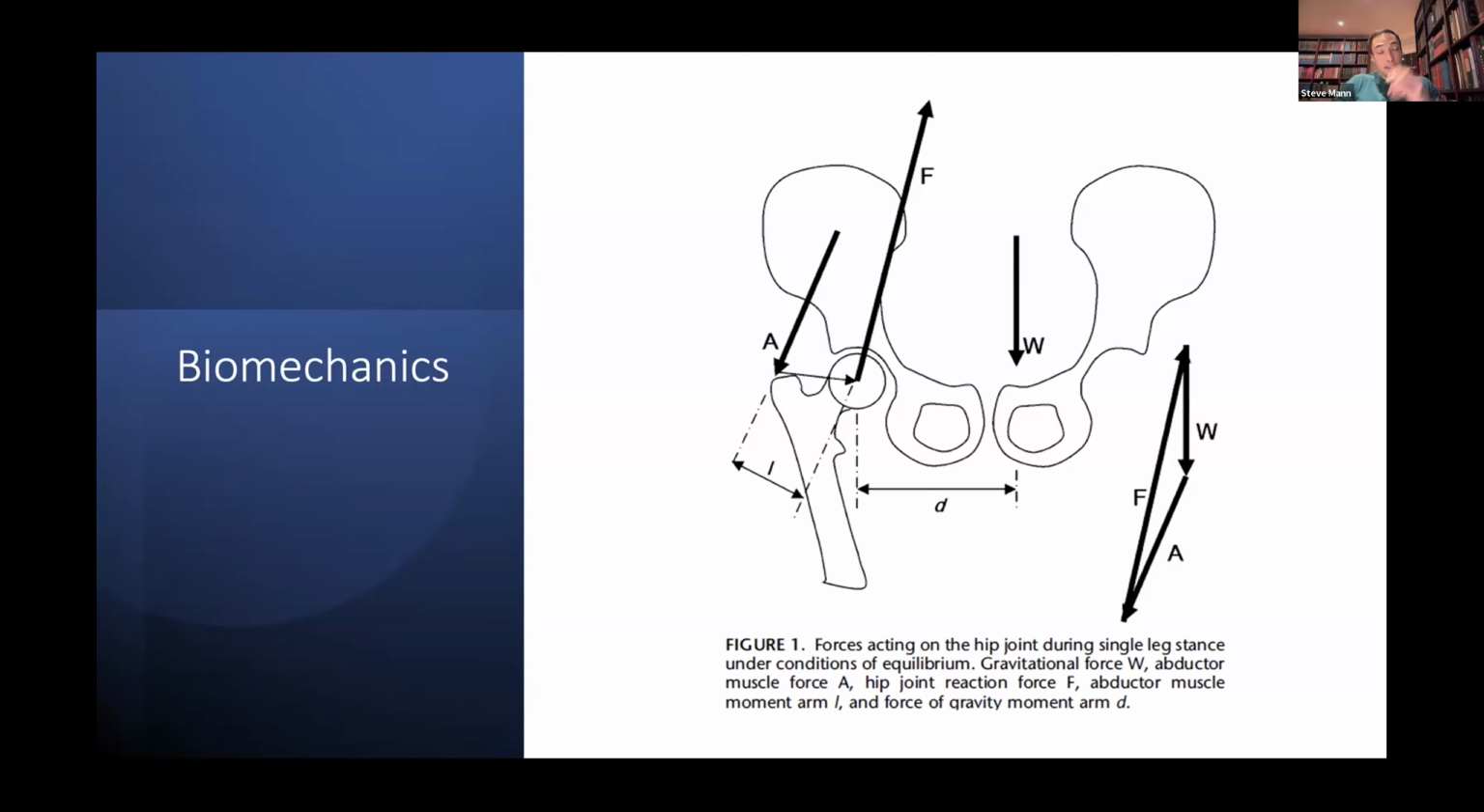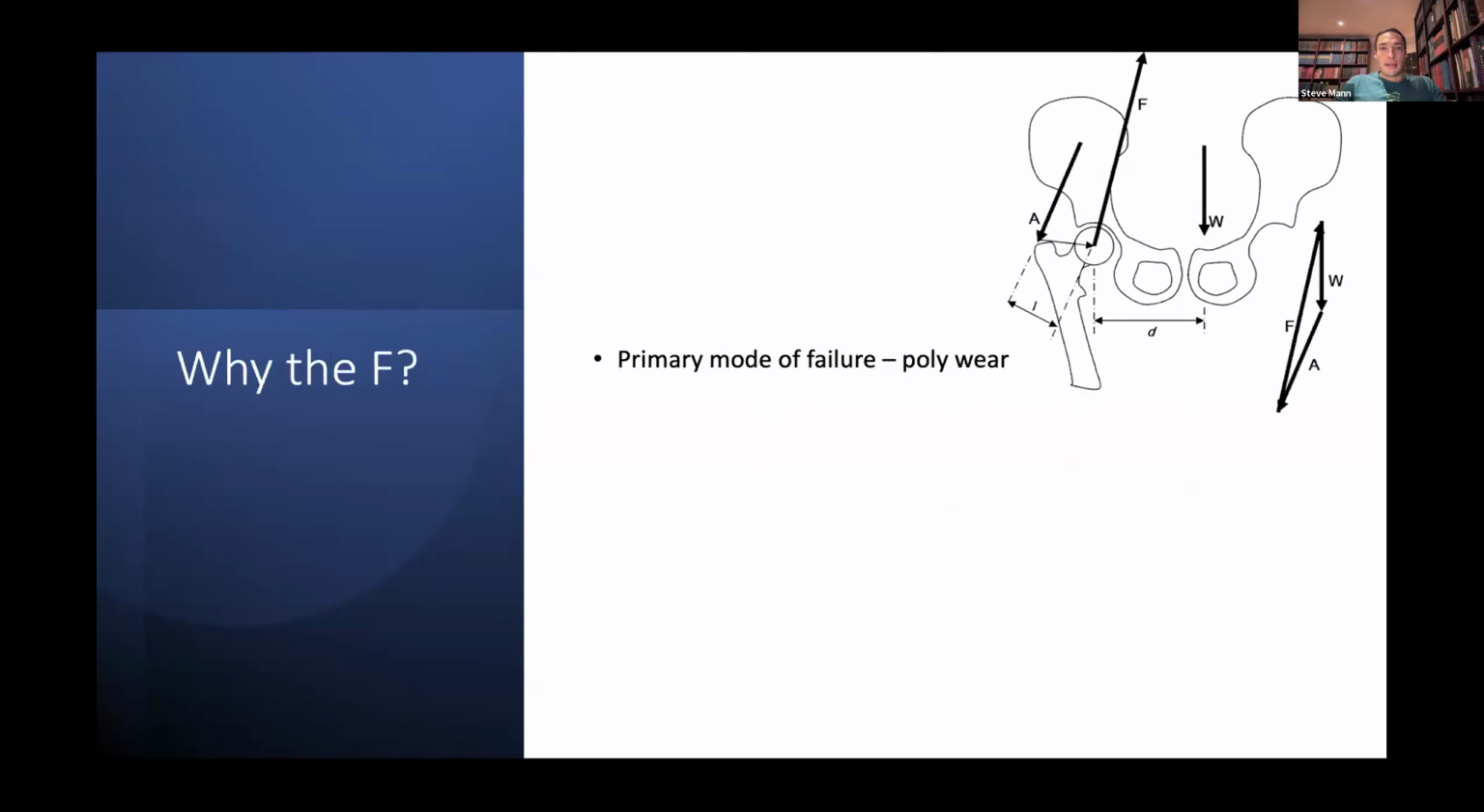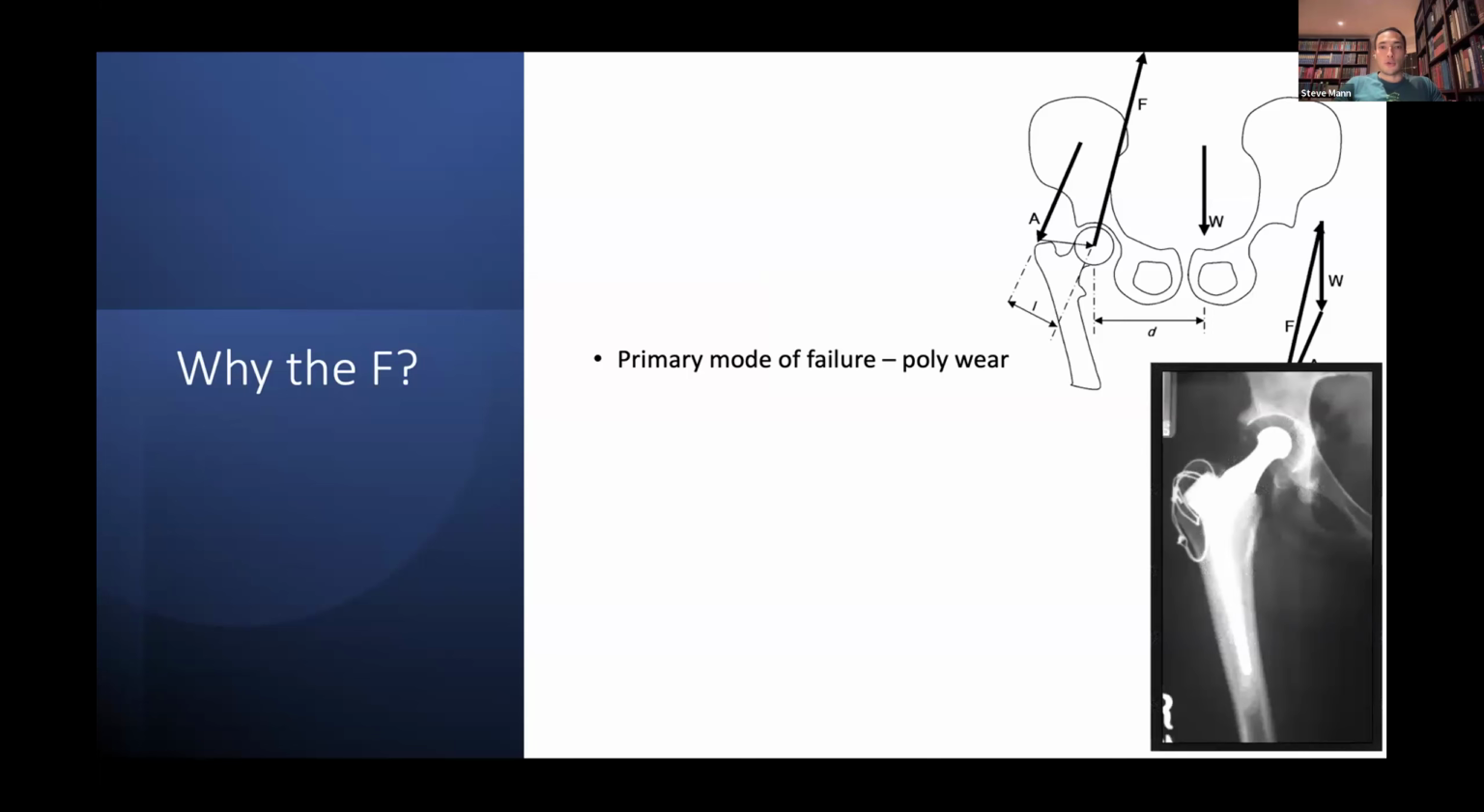And Charnley recognized that one of the secrets to success in improving longevity of his hip replacement was to minimize F, the joint reaction force. And that was one of the principles of his low friction arthroplasty. This was because the primary mode of failure of hip replacements was polyethylene wear. So that plastic cup would start to wear out. And as those polyethylene wear debris particles formed, you would get osteolysis because of macrophage activation, and then the implants would get loose and the hip would fail.